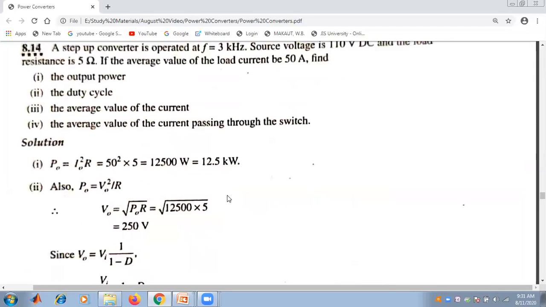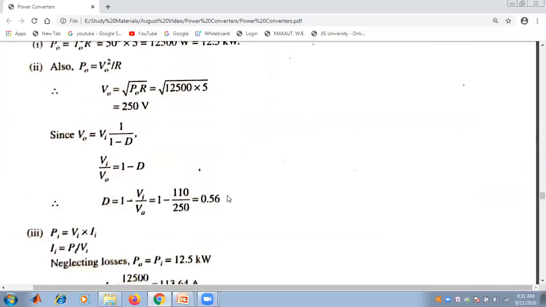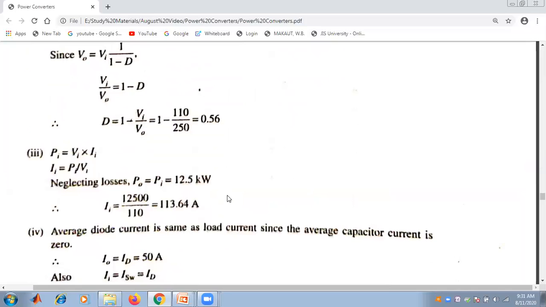So our third problem is the average value of the current. In order to find the average value of the input current II, the input power is Vi into II. So we can write II equal to Pi by Vi. If we neglect the losses, the output power is equal to the input power, which is 12.5 kilowatt. So if I put in the values, II will be equal to 12500 by 110, that is 113.64 ampere. This is the average value of the input current.